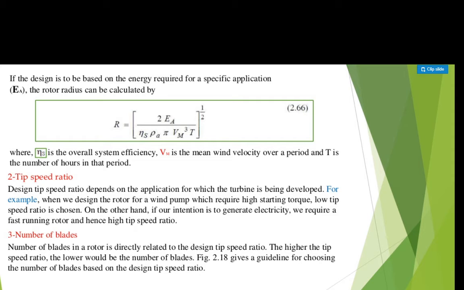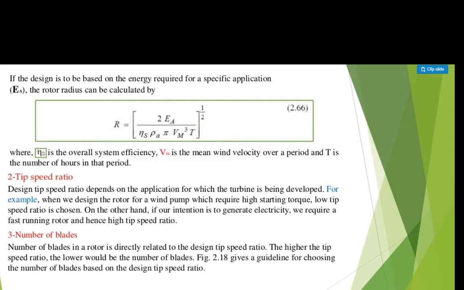Tip speed ratio. The design tip speed ratio depends on the application for which the turbine is being developed. For example, when we design the rotor for a wind pump which requires high starting torque, a low tip speed ratio is chosen. On the other hand, if our intention is to generate electricity, we require a fast running rotor and hence a high tip speed ratio.